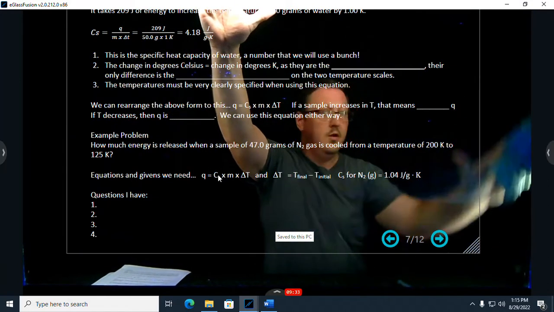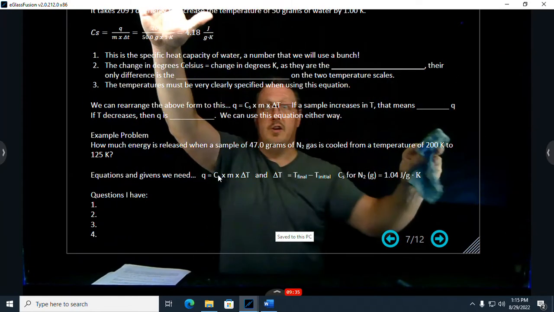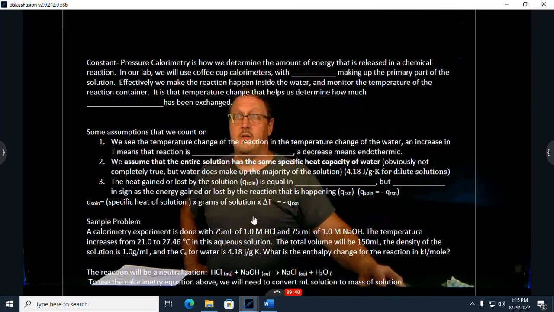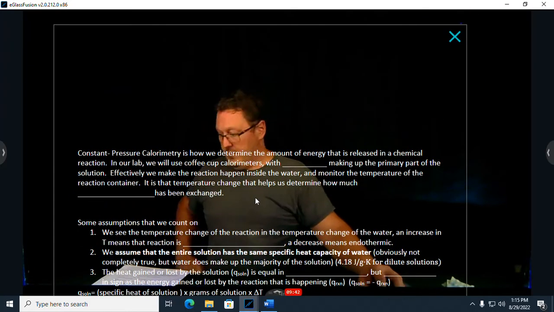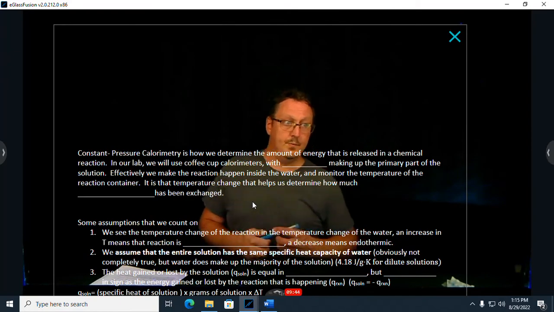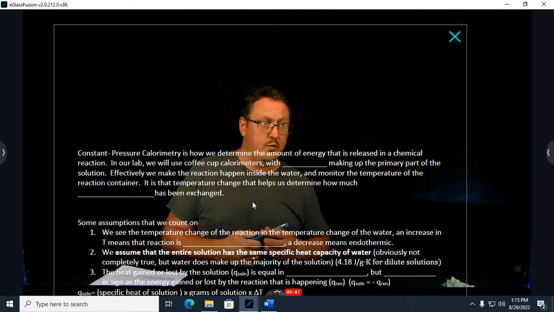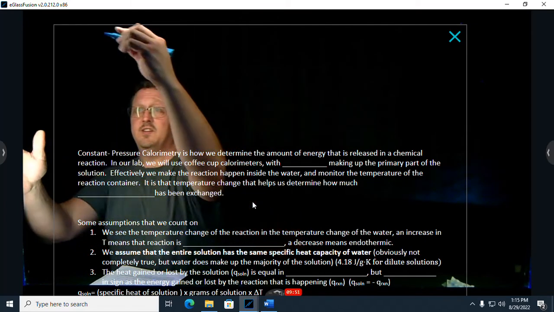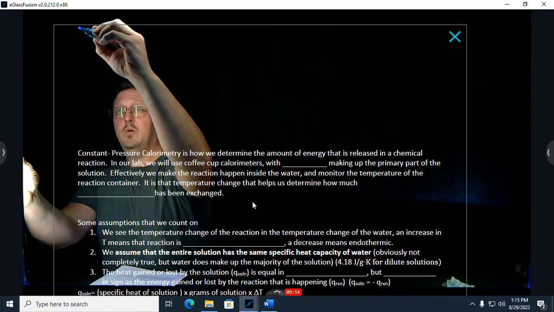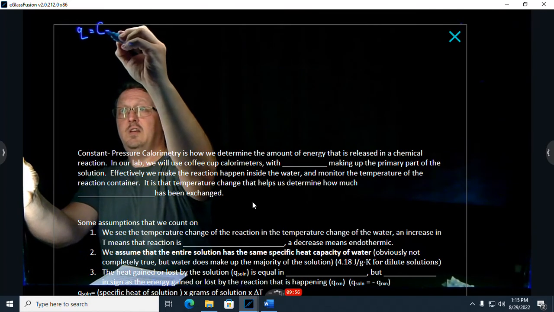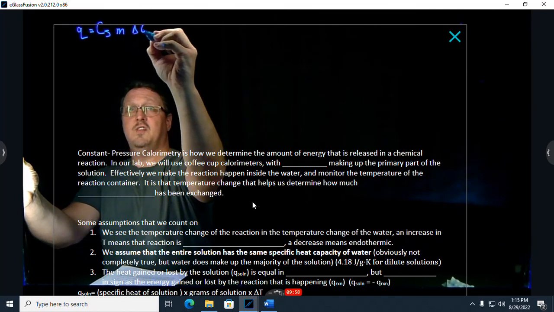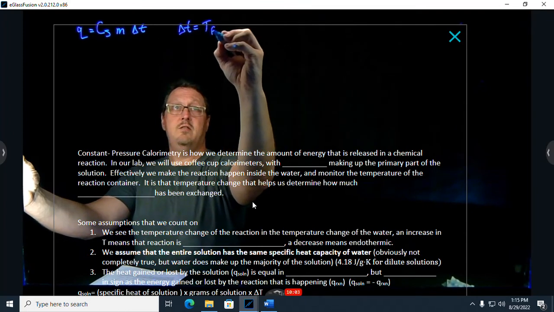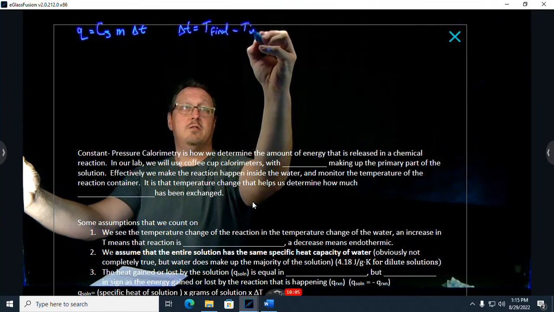So here we go. I left a blue streak right there. All right, next page. Okay, so here's our sample. We need the equation Q equals CsmΔT. We need our ΔT, so let's find what ΔT is first. Q is equal to Cs m ΔT, and we need to know that ΔT is going to be T final minus T initial.